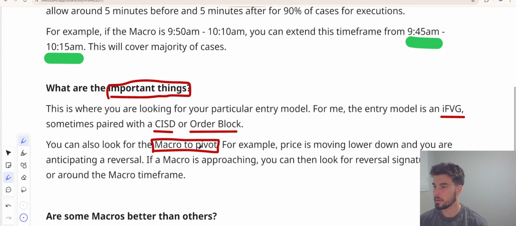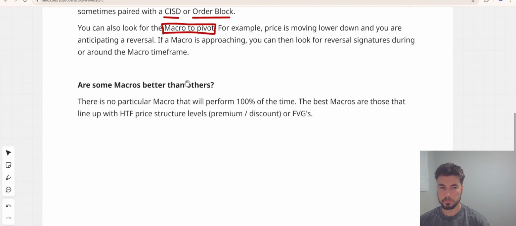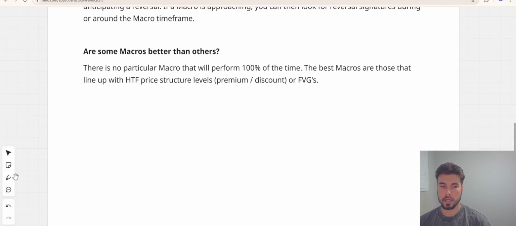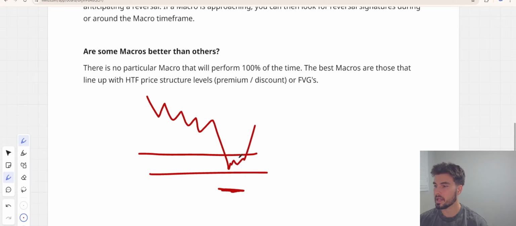The macro to pivot. For example, if you're looking at a chart like this, say I was to draw this out. If you see the market do this, and we tap into a higher time frame key level, and this down here is the macro right here, I'm anticipating that the macro is going to reverse. The macro can pivot. And then all we're looking for in this segment of price is the inversion fair value gap paired with a change in the state of delivery. It's as simple as that. And I mentioned here that yes, some macros will perform better.